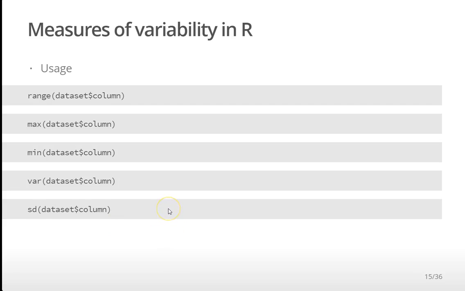How do we have to use them? Using different measures of variability is similar to using different measures of location, such as mean and median. All of these functions just take one argument. That argument is the column name inside a specific data set. For range, as you see, you have to identify the data set, and after that, the $ sign and the column name. Same for max, min, variance, and standard deviation.